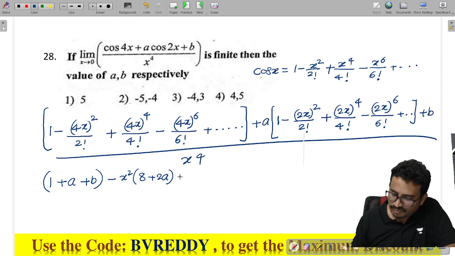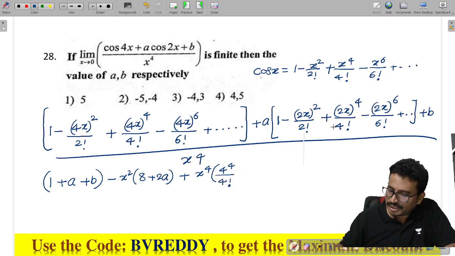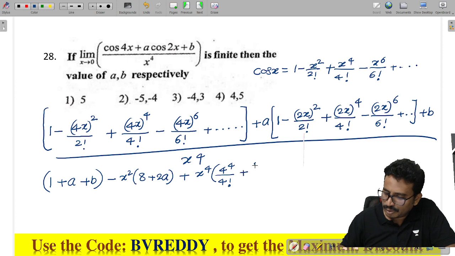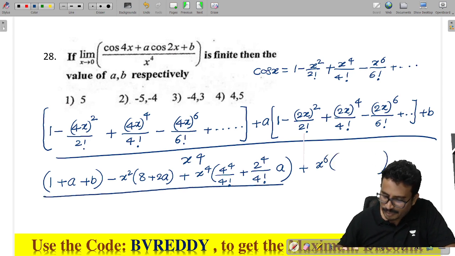Next x power 4 terms, here what will get now, 4 power 4 by 4 factorial. Next here plus 2 power 4 by 4 factorial into a. That's all. Thereafter we'll get the x power 6 terms. Here by what we have, this is x power 4.